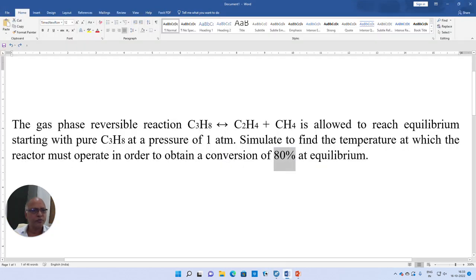So we don't know the temperature at which the reactor must operate in order to obtain 80% conversion. So this is an analysis problem. So we will try to convert this analysis problem into a rating problem by assuming the temperature at which the reaction is reaching equilibrium. And I think the inlet temperature may not have any effect.